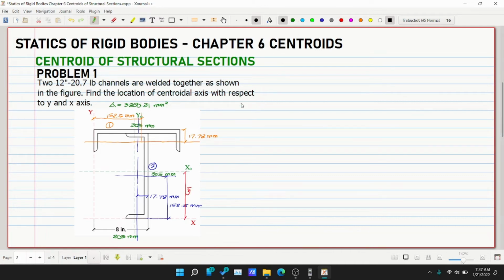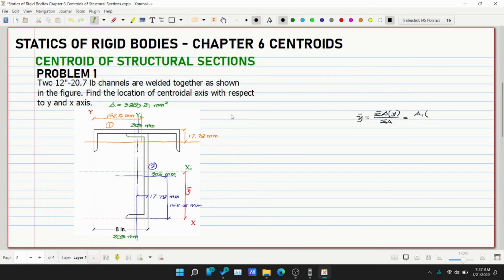Okay? So, ganun pa rin. Y bar is equivalent to summation of all area multiplied by y, over summation of all area. Dito, yung area ng ating section 1, sabihin natin area 1, then multiplied by... dapat pala, sinummarize muna natin lahat ng properties nila.